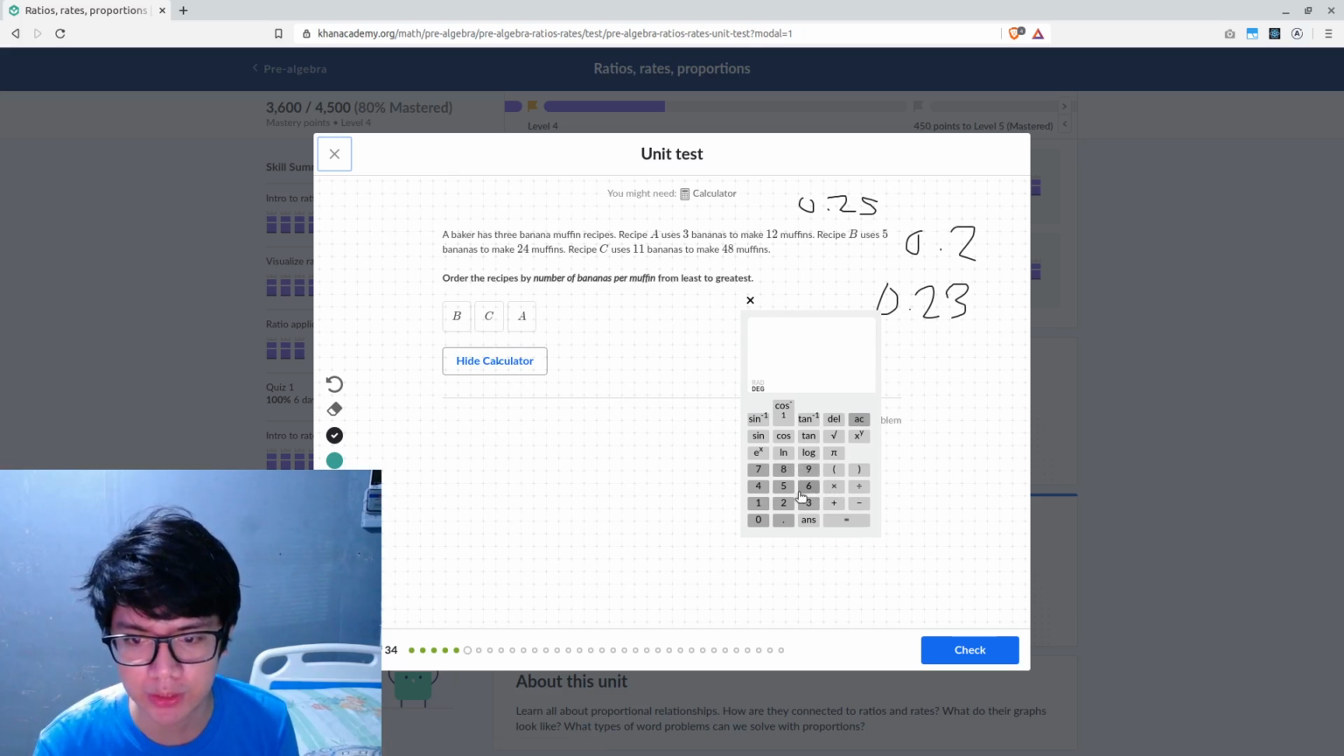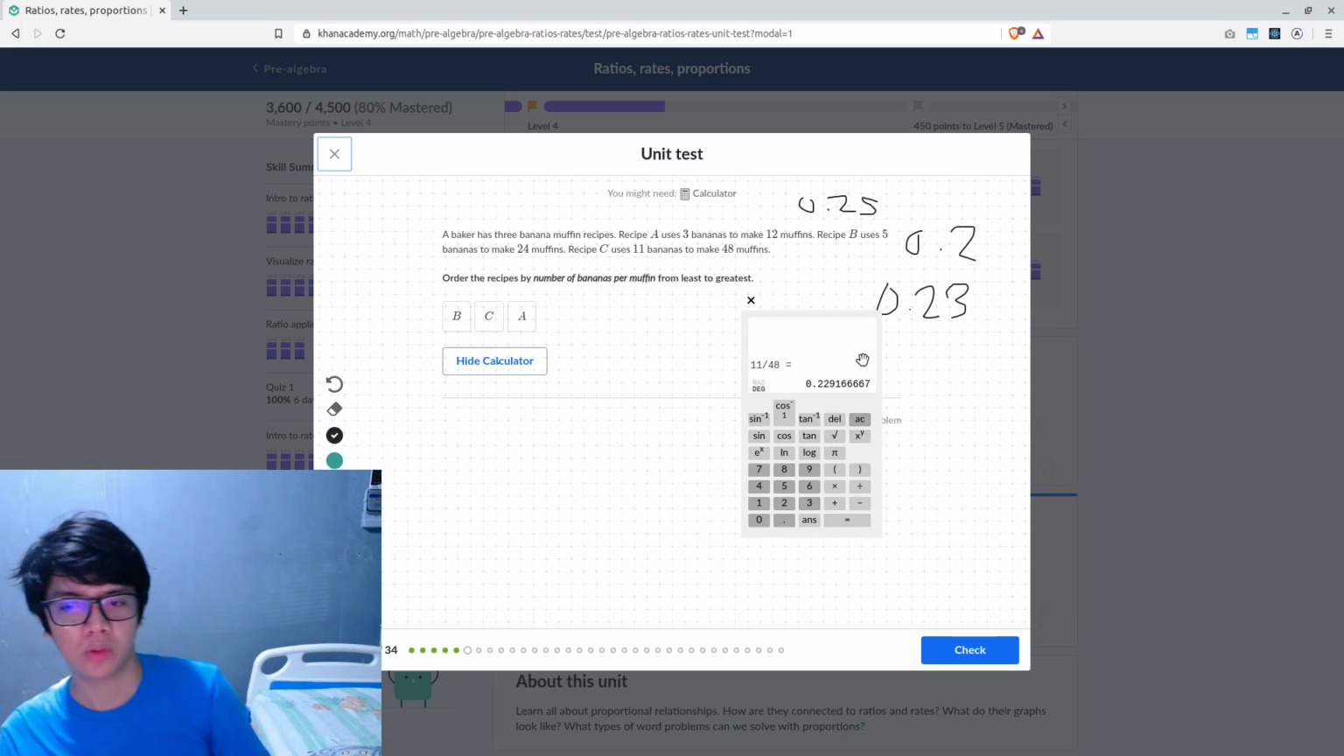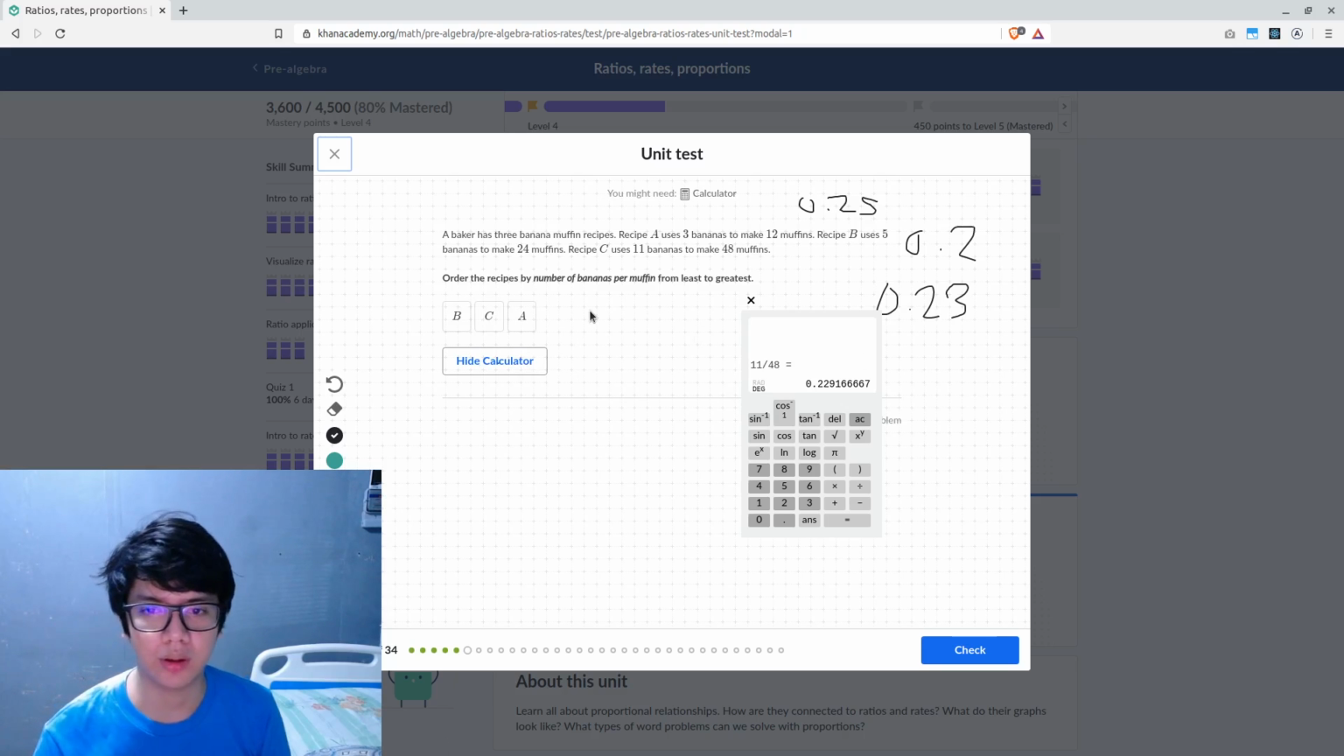See, so we need bananas per muffin. 5 divided by 24. 0.2. 11 divided by 48. Okay, so BCA. Bananas.